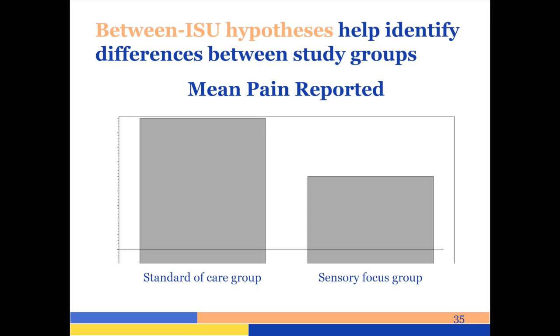Between hypotheses explore differences between groups. Keeping with the pain example, we might be interested in knowing whether the sensory focus group had a different average level of pain than the standard care group. In this graph, you can see the standard care group appears to have reported more pain than the sensory group.